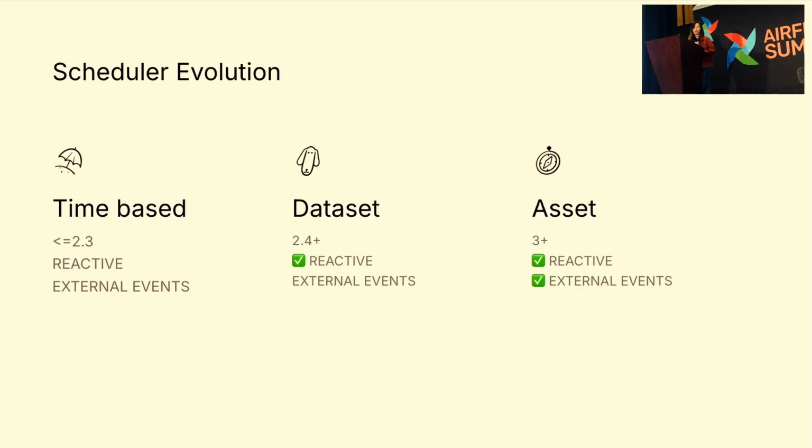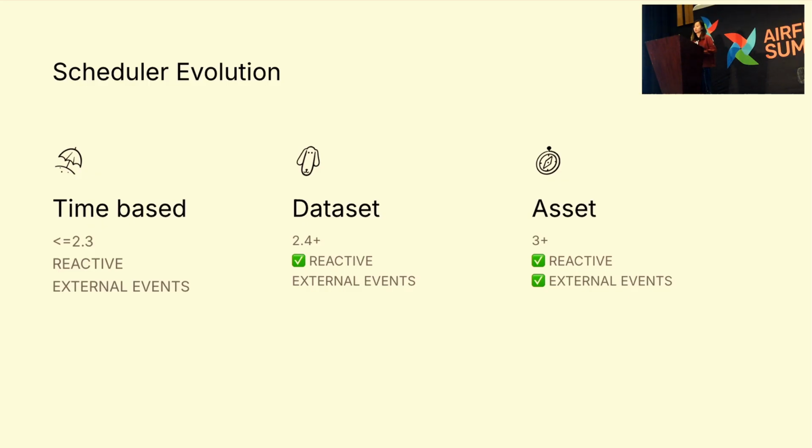Well, in this talk, I covered a lot of options: time-based, dataset, asset-based, and even external trigger. So the question is, which one should I pick for my DAG? I'm going to go through a couple of examples.